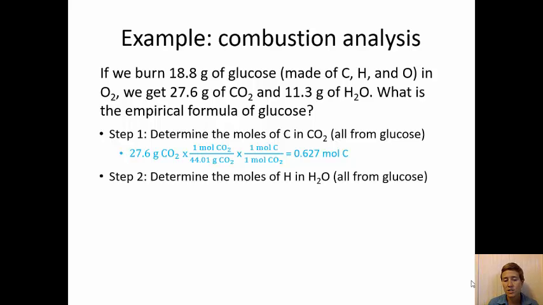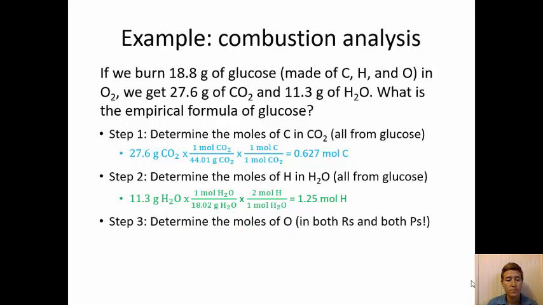Step 2 is doing the same thing to determine the moles of hydrogen, which we can do by determining the moles of water, because again, all of the hydrogen that was in the original glucose will end up as the hydrogens in the water. So again, we just use our conversion factors. We divide by the molar mass to find the moles of H2O, and then we want the moles of hydrogen, not the moles of H2O. This is one place people can trip up because there's, of course, 2 moles of hydrogen in every mole of water, so we have to multiply by 2. So we end up finding out there's 1.25 moles of hydrogen. Again, that's how much was in the original glucose.